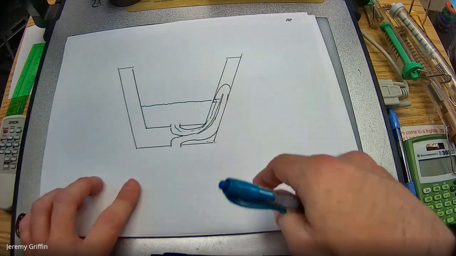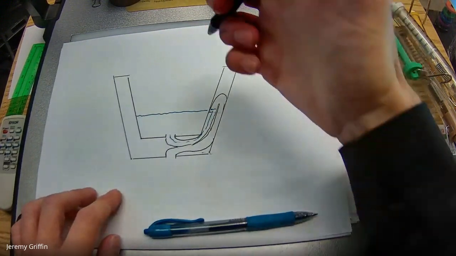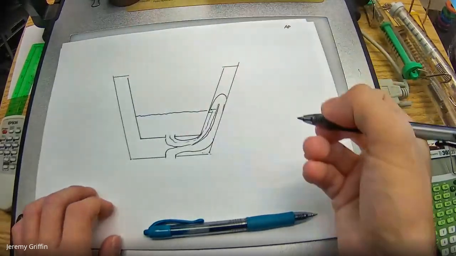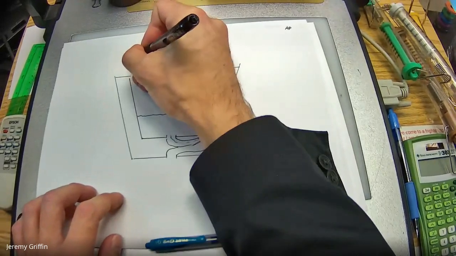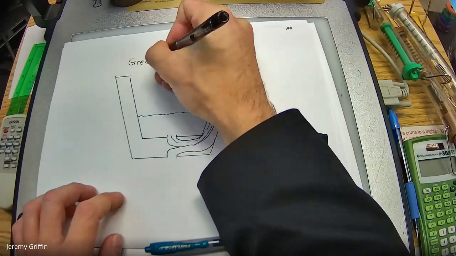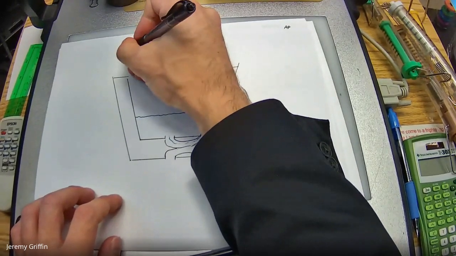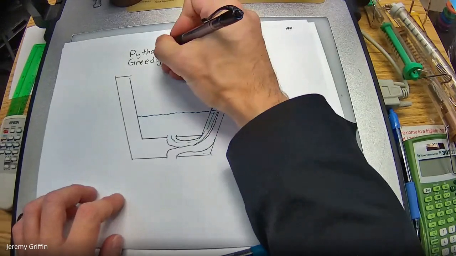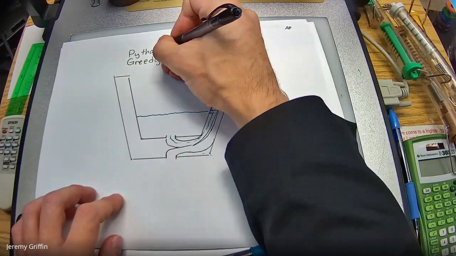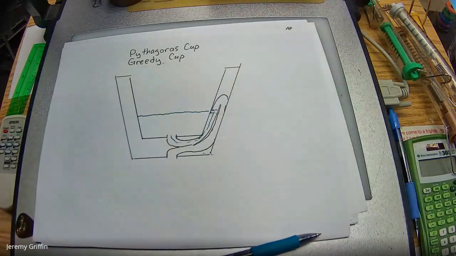It's all good. Okay. But suppose you were particularly greedy, and this cup goes by a name. I want even more water. Give me all the water. This is called a greedy cup, or maybe a better name, a Pythagoras cup. Maybe a more dignified name. Yeah, this cup goes back thousands of years.